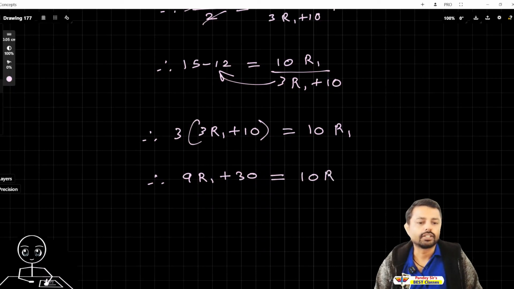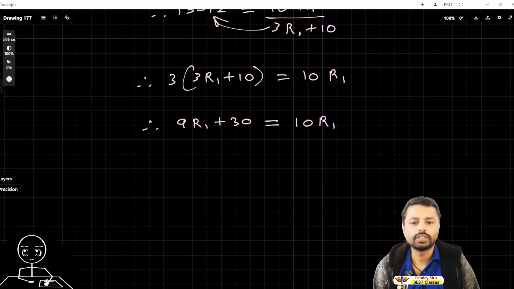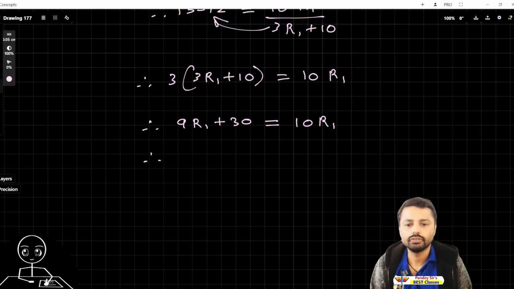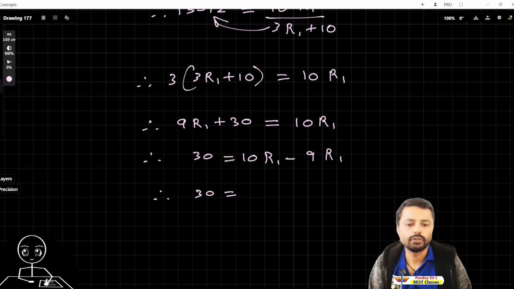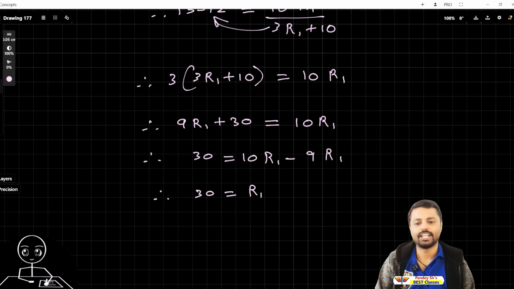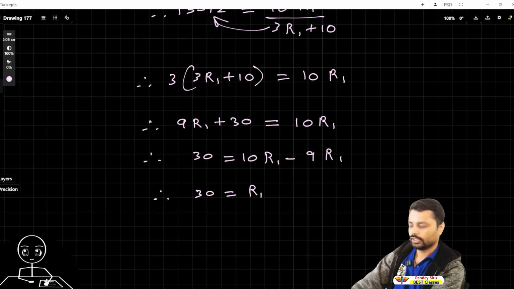Equal to 10R1. Now this 9R1 will go there. Therefore, 30 equal to 10R1 minus 9R1. Therefore, 30 equal to R1 into 10 minus 9, obviously. And yeah, we got the answer. Okay, so that's it.